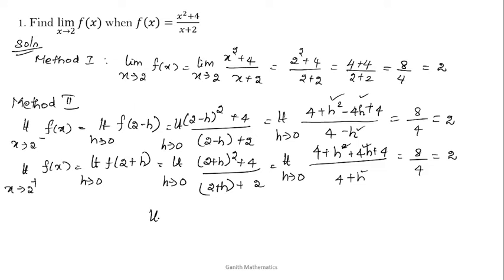So we know that the left hand limit and right hand limit both tend to 2. So limit x tends to 2, your f of x will give you 2. So this is the first methodology to find the solution and this is the second methodology to find the solution. We'll move to the next problem.